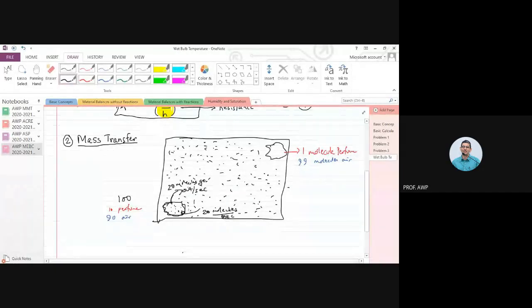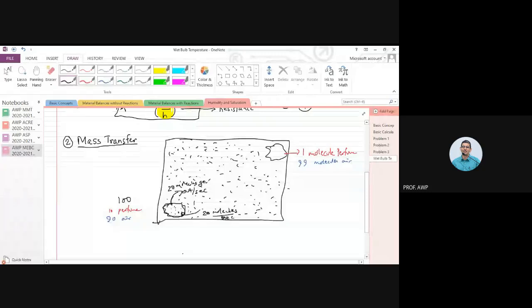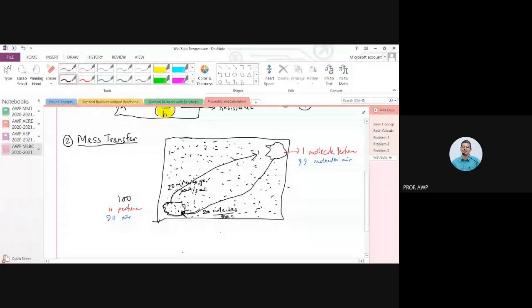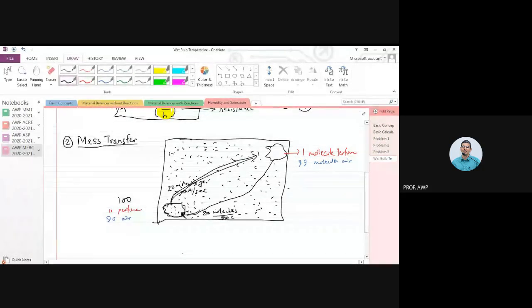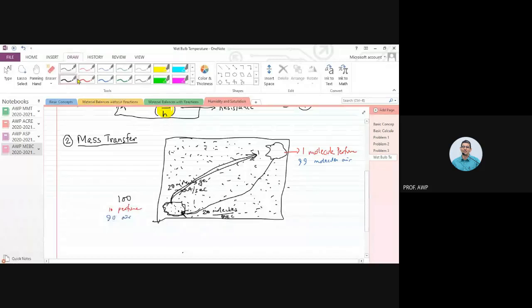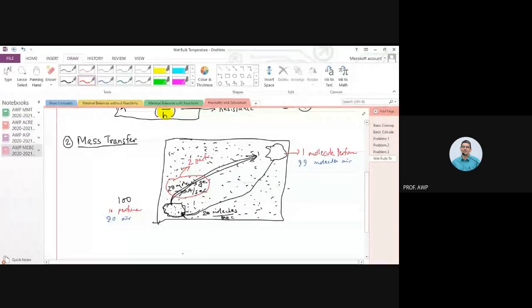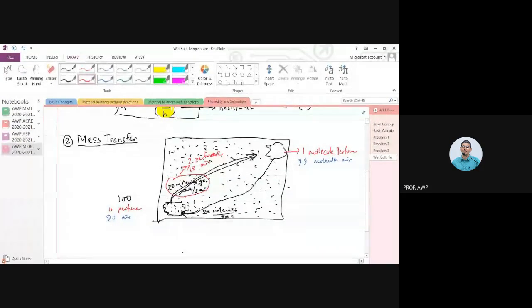Now, suppose these 20 molecules are going here and 20 molecules are coming from here. These 20 molecules going out from here, how many molecules of air and how many perfume molecules will there be? Out of these 20, I will have 2 molecules of perfume and 18 molecules of air. Isn't it?